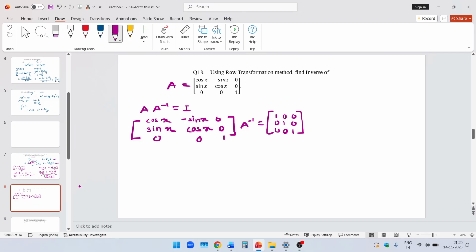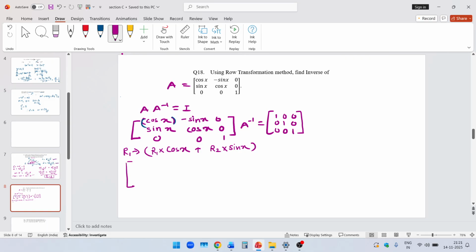Okay, now step 1. I want to convert this first element into 1. So for that, I will multiply row 1 by cos x, and I'll multiply row 2 with sin x as well and add it. And this entire thing I'll be saving in R1.